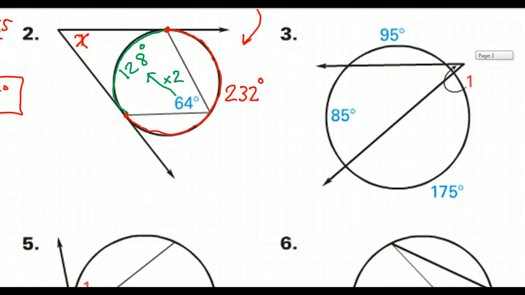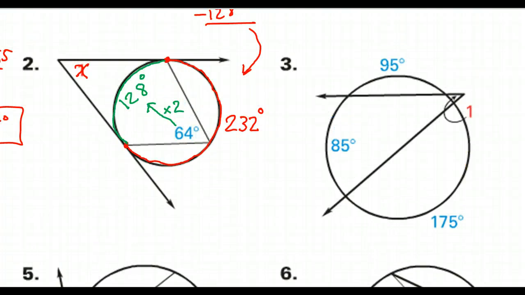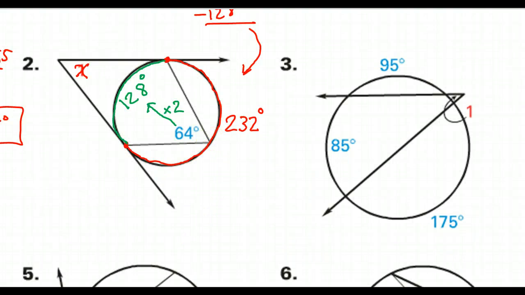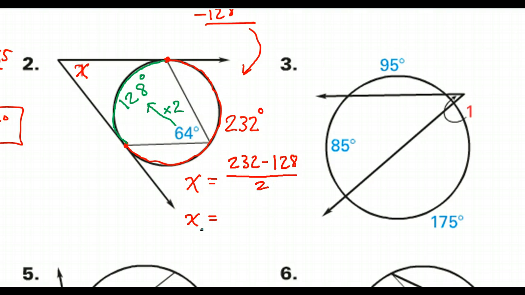I should be able to go ahead and use the formula, the arc minus arc divided by 2. So here I go. That makes this x, the angle, equal to the big arc minus the small arc divided by 2. And I can just put that in my calculator and call it a day. And I am getting 52 degrees.